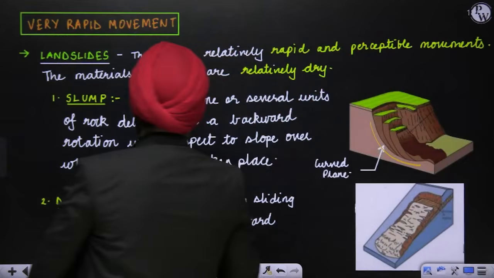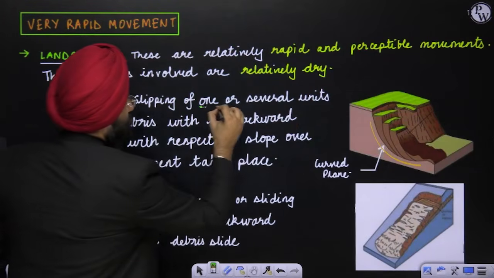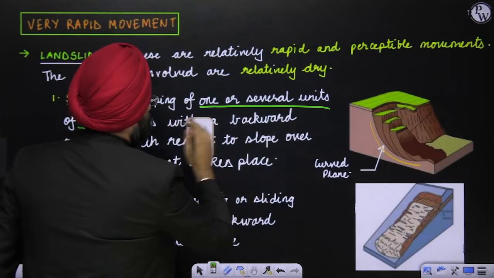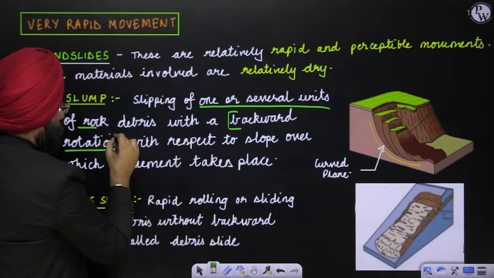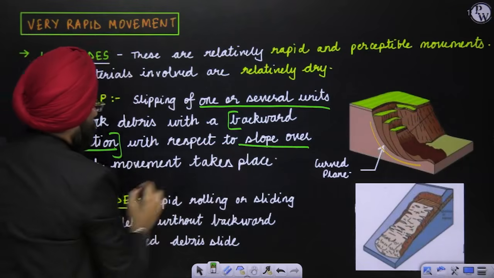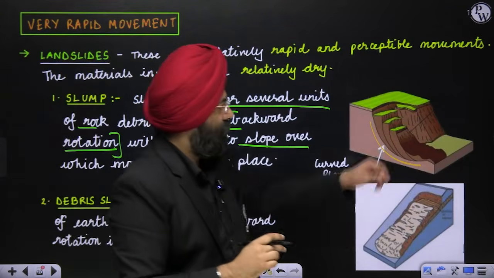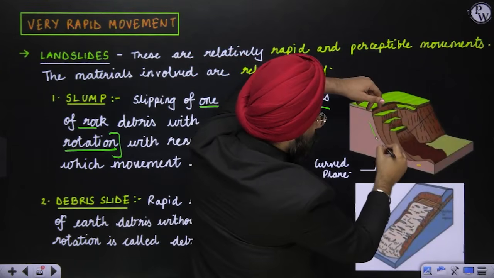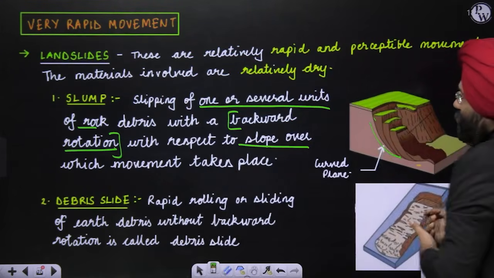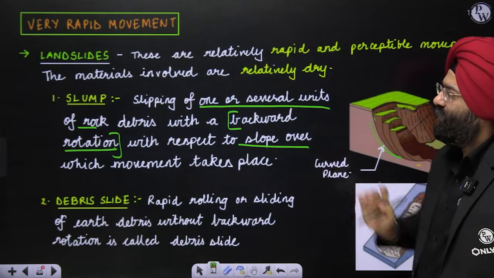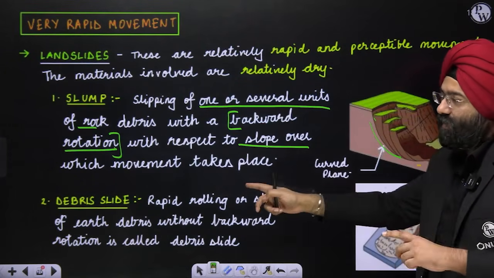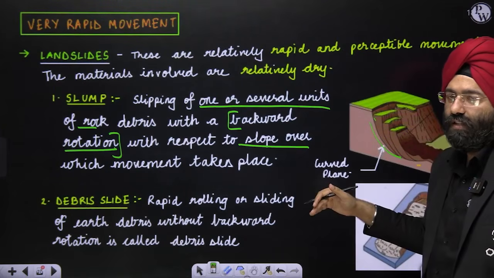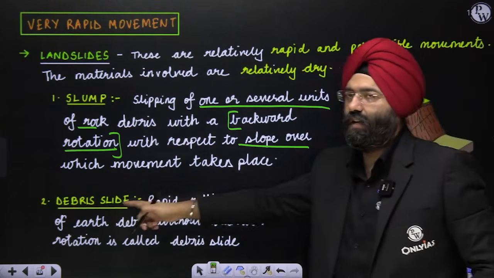Slipping of one or several units of rock debris with a backward rotation with respect to the slope is known as slump. Do you realize something? Over here, this is moving down, but there is a backward rotation. It is rotating. This backward rotation is what refers to the slump. If there is no backward rotation and simply the rolling and sliding movement is taking place, it is known as debris slide.